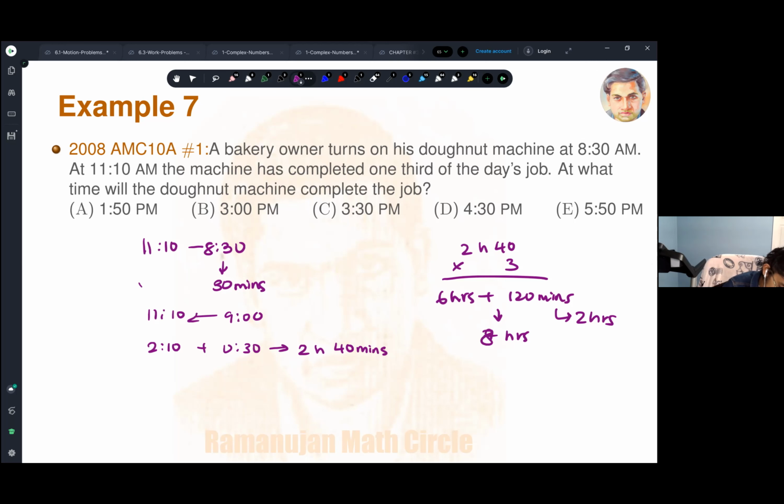So that means from 8:30 a.m., we go another 8 hours. So that would be 16:30, which is 4:30 p.m.